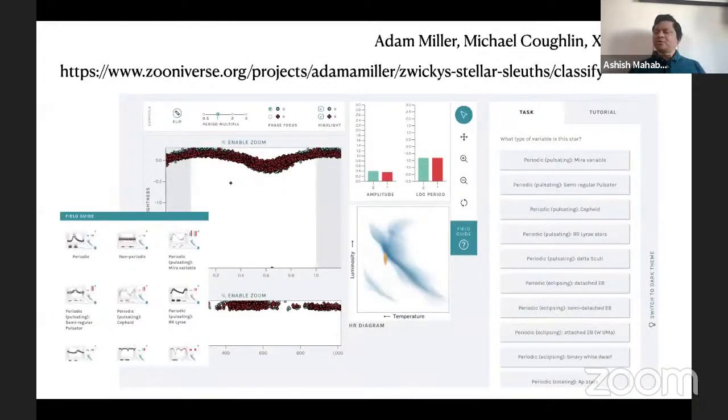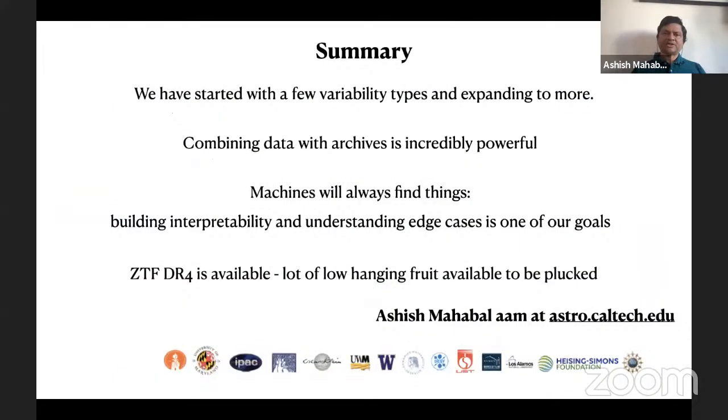And so I'd like to finish by mentioning that we also have a few Zooniverse projects. One is related to stellar variability. It's called the Zwicky Stellar Sleuths. And here we were able to use a slightly different interface than the standard Zooniverse interface, because we wanted more interactivity. We wanted to show more metadata so you can do all kinds of things. And on the left-hand side, you see the field guide, which again, we are actively developing for more types of sources. And with that, I'll stop with this summary that we have been doing.